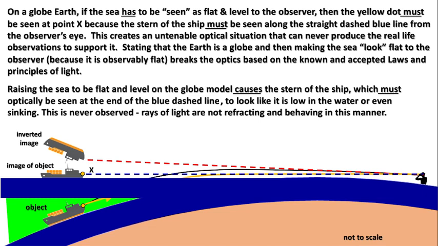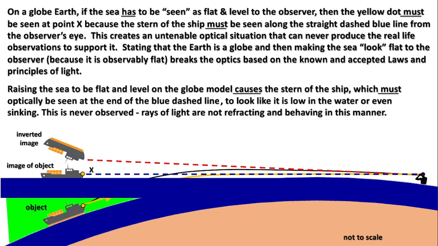On a globe Earth, if the sea has to be seen as flat and level to the observer, then the yellow dot must be seen at point X because the stern of the ship must be seen along the straight dashed blue line from the observer's eye. This creates an untenable optical situation that can never produce the real-life observations to support it. Stating that the Earth is a globe and then making the sea look flat to the observer because it is observably flat breaks the optics based on the known and accepted laws and principles of light.